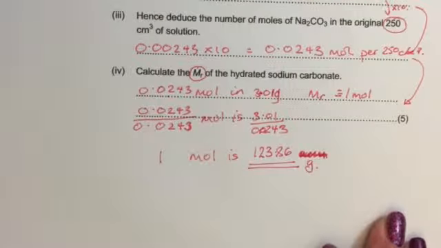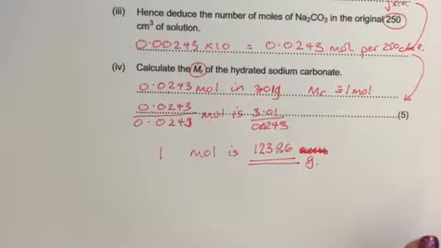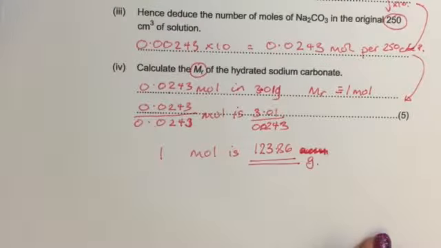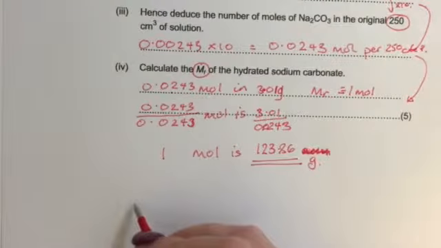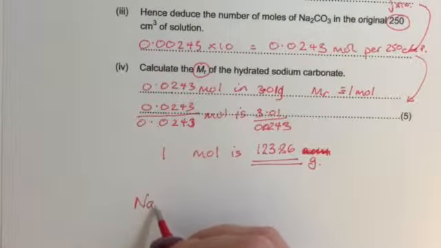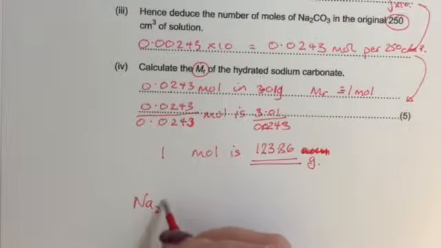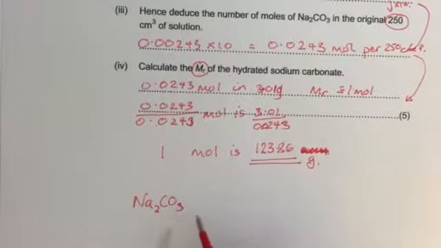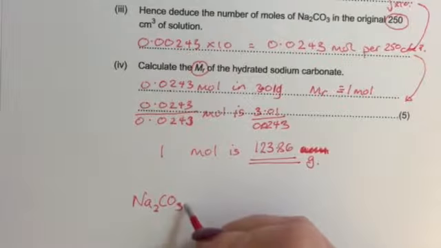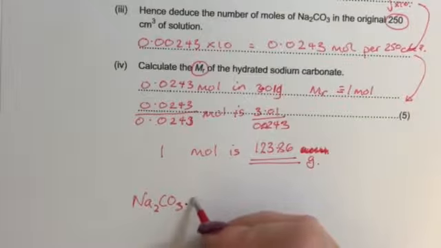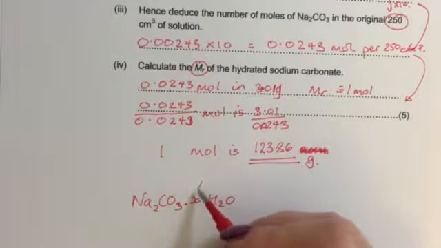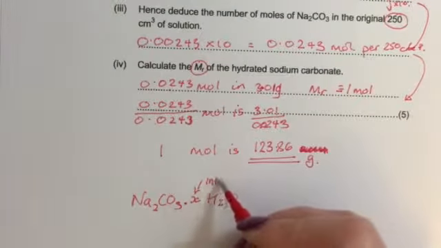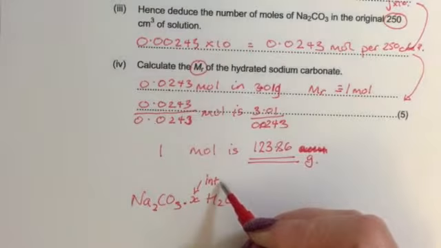Now that's the end of that question, and that would be 5 marks. However, you could take this further, and some questions will do, and they'll ask you about integers, which is another thing that freaks people out completely. So the integer is the little number that you saw, the little x that you saw in the formula. So we've got sodium carbonate, and then there was a dot, and then there was X H2O. Well, the X here is the integer.